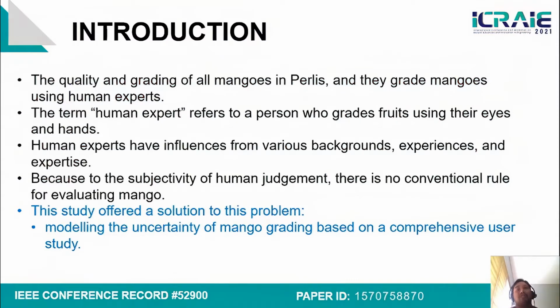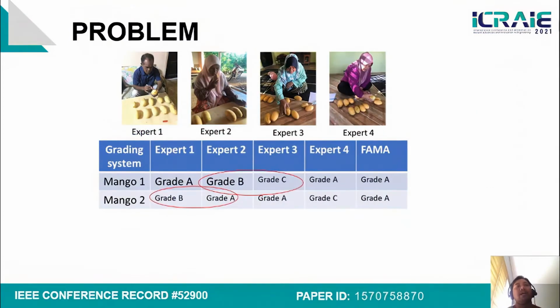Therefore, in this study, we offer a solution for this problem. We propose to model the uncertainty of a human expert's subjective view on mango grading based on a comprehensive user study. Here is the problem.